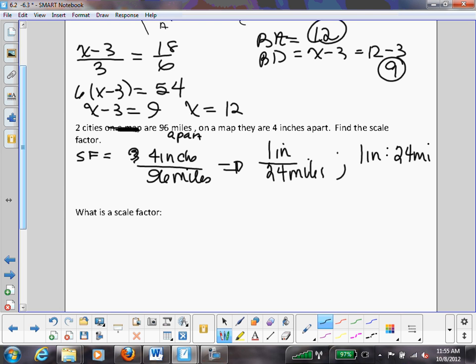Now we could convert the units to be the same, but then that wouldn't really help us, because on the map we want to know what an inch is, right? We don't want to know 1 inch on the map represents how many inches in reality. That would give us nothing. Yes?